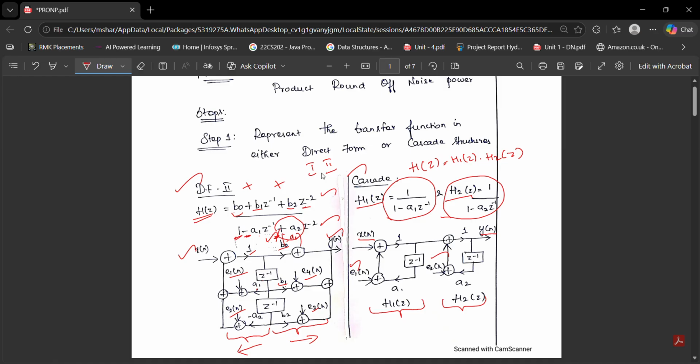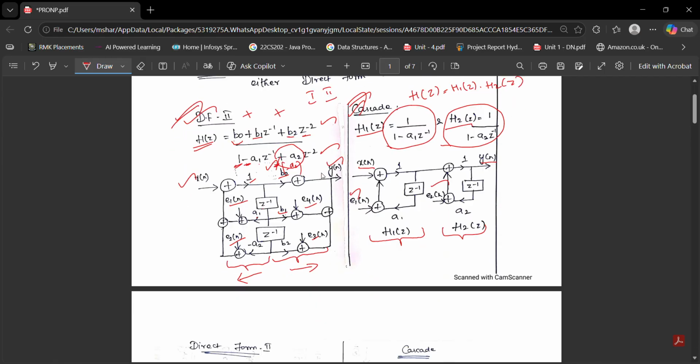So this is the first step: after taking the transfer function from the question, you realize it either in direct form or in cascade form based on the question. If only one transfer function is given, we represent it in direct form 2. If two transfer functions are given, we represent it in cascade form. This is the first and foremost step.